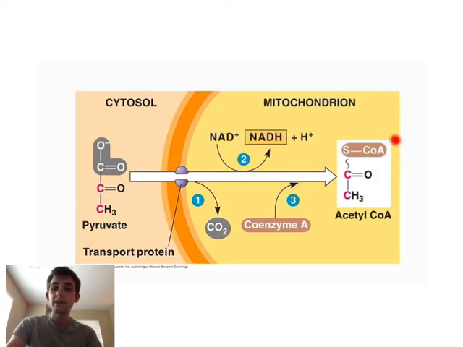We need this step because this is the reactant that's going to start the very next cycle. The key takeaway is: pyruvate, we give off carbon dioxide, we pick up some electrons, and coenzyme A helps produce acetyl-CoA.